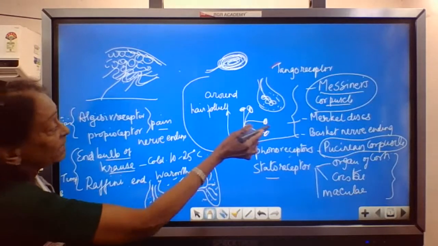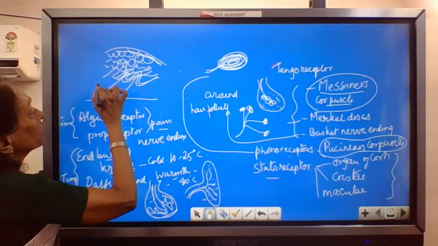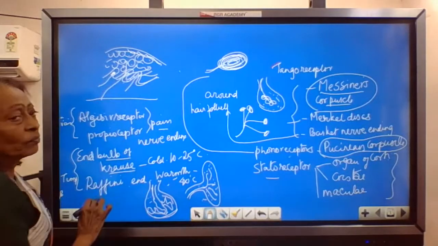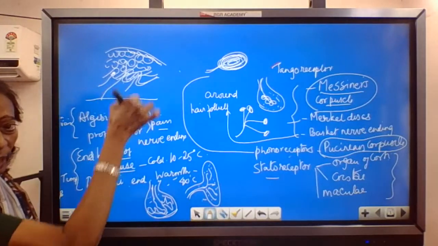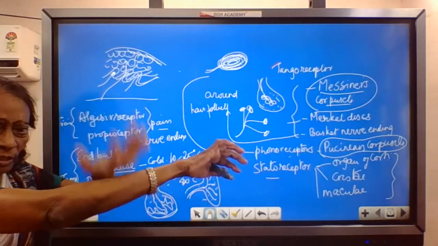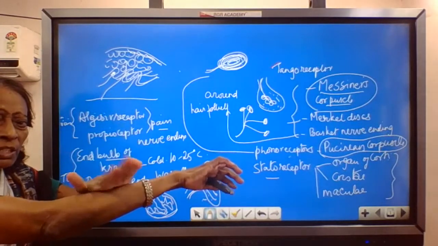But the Pacinian corpuscle won't go inside. It will just end up under the papillae. They are in contact with the epidermis, and only then can you feel sensations from outside the body. So the first part comes in contact with the epidermis, not the dermis.